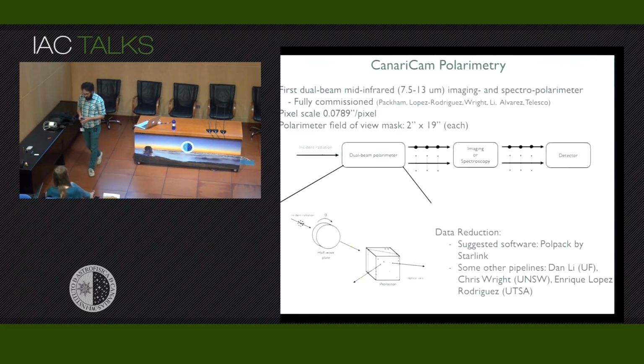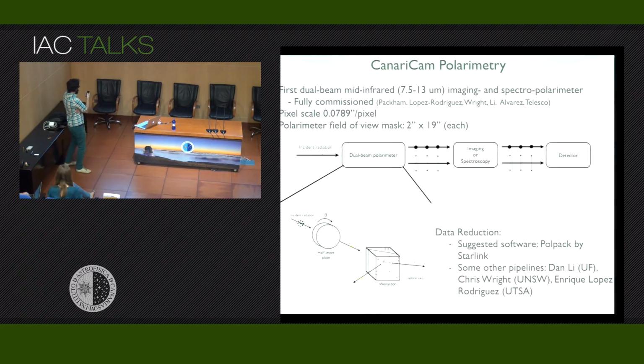So first, the polarimetry mode of Canary-CAM is the first dual beam polarimetry. It does imaging and spectropolarimetry. It's fully commissioned, and the pixel scale is around 0.08 arc-second per pixel. You can use different polarimetry masks with a field of view of 2 arc-second wide by 19 arc-second long. We have a total of 4 different polarimetry slots that can be used.